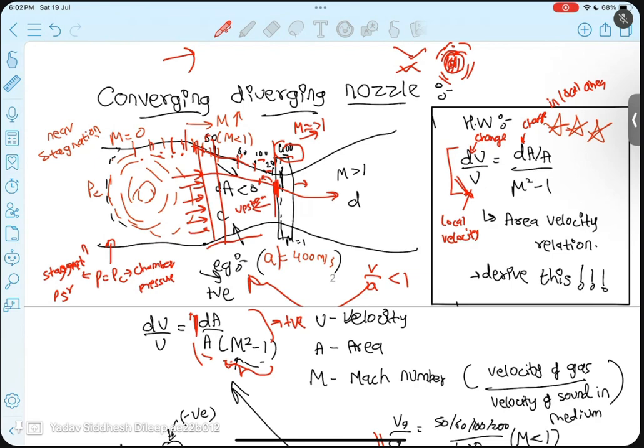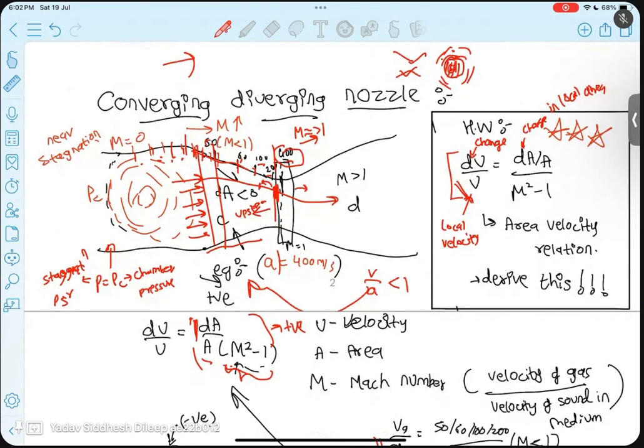Let's start with the rocket nozzle, a converging diverging nozzle. Let's understand why we have a converging diverging nozzle in the rocket nozzle and not only a converging one. First thing I want you to derive on your own is the area velocity relation. Basic gas dynamics may be simple for some, may be difficult for some. Don't worry, it's basic gas dynamics. This is called the area velocity relation, because based on it we will be doing the whole thing now.